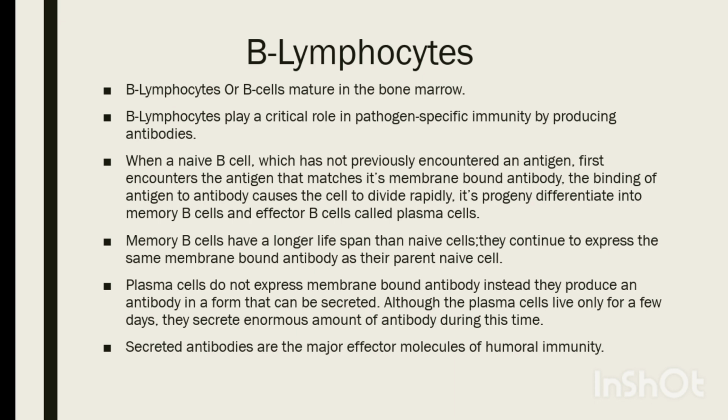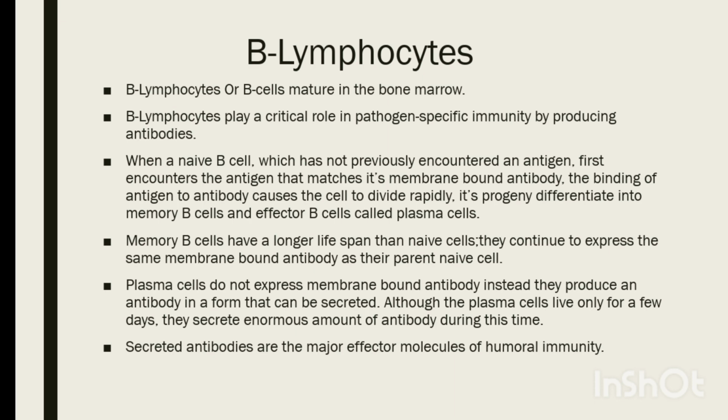Pathogen-specific immunity means we know that antigens are usually found on the surface of the pathogens and they are unique to that particular pathogen. The immune system responds to the antigens by producing special proteins called antibodies that directly attack the pathogen. This is called pathogen-specific immunity.